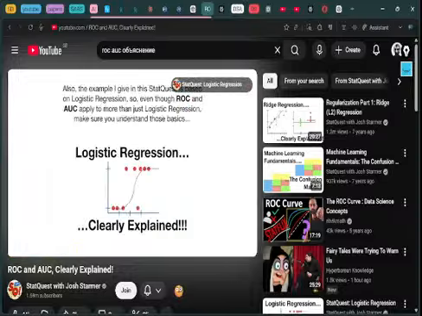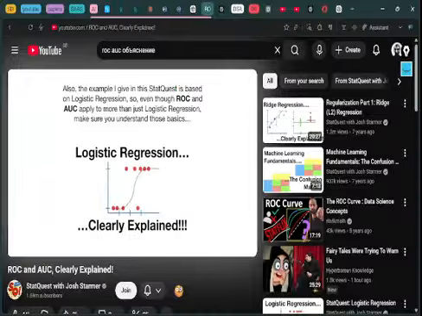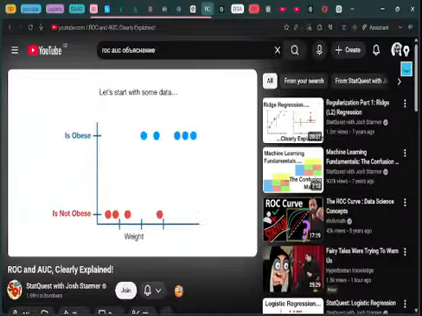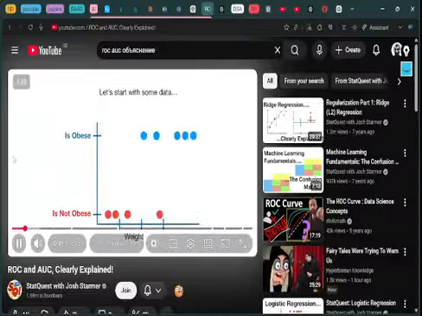Also, the example I give in this StatQuest is based on logistic regression, so even though ROC and AUC apply to more than just logistic regression, make sure you understand those basics. Let's start with some data.